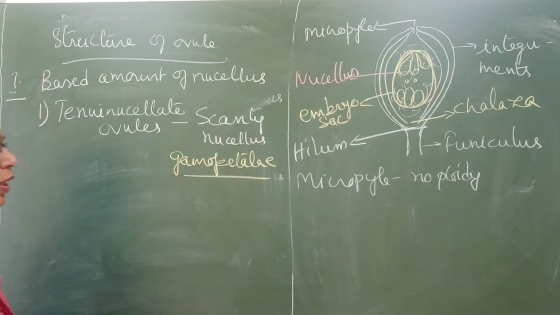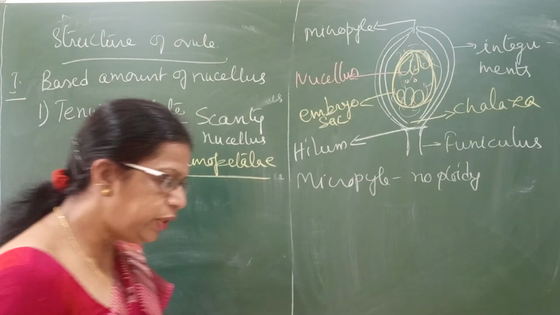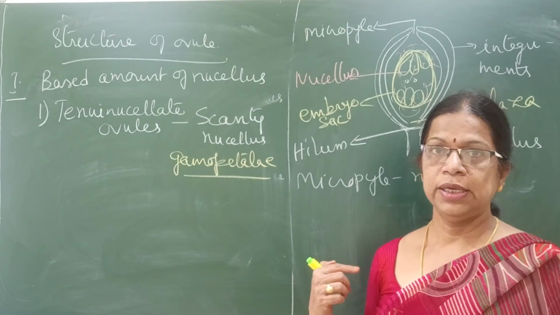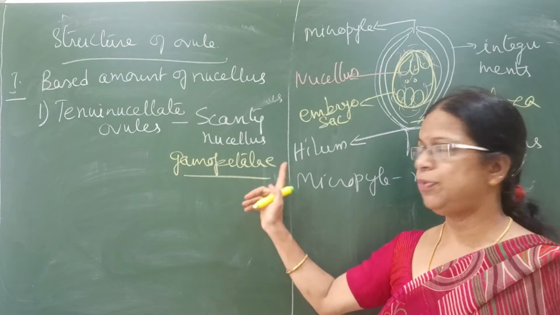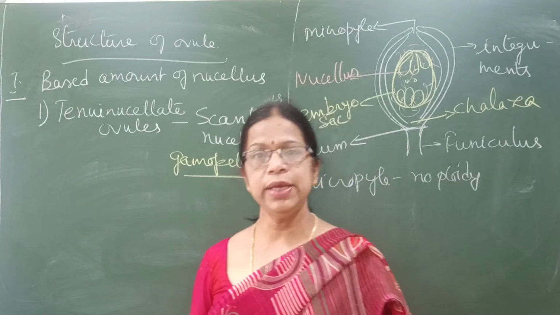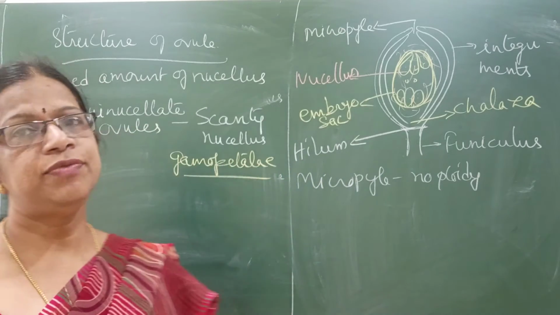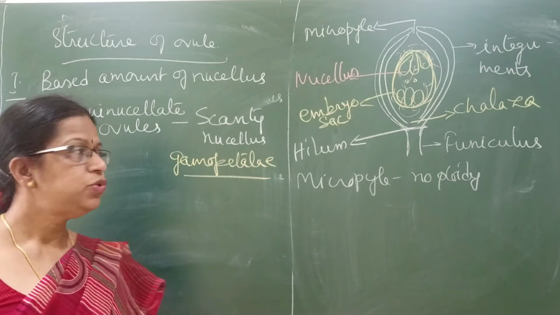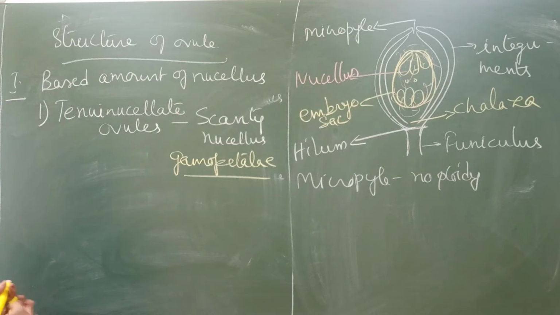Gamopetalae members we can give. Gamopetalae is one of the subclasses of dicots, having all fused petals. Like Solanaceae members and Asteraceae members, all these belong to gamopetalae. So they have the tenuinucellate type of ovules.